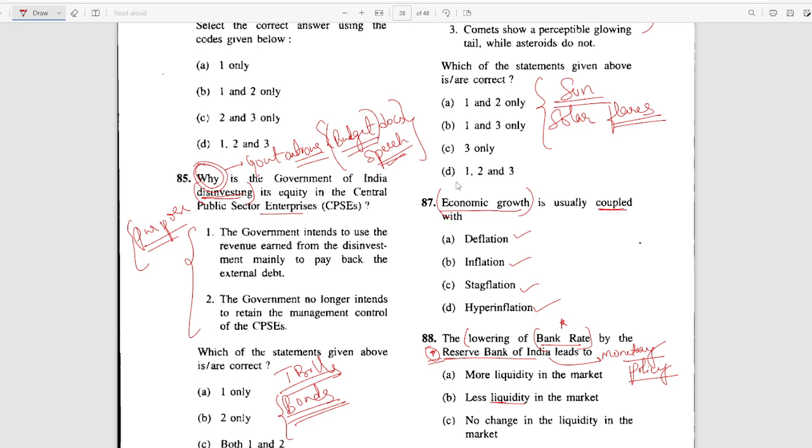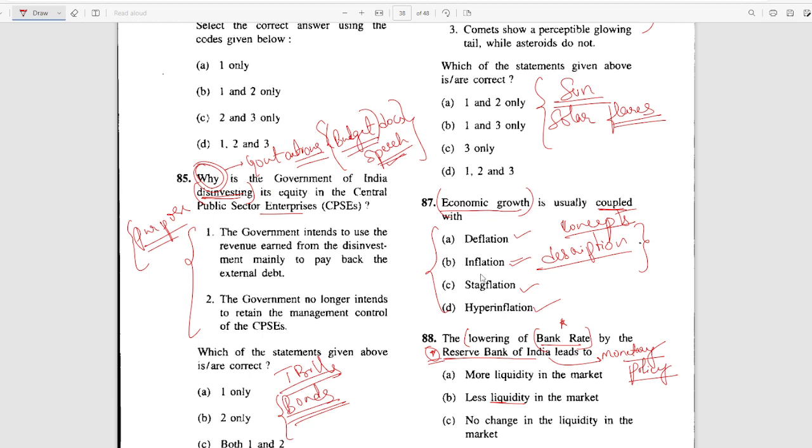Okay. The next question is that economic growth is normally coupled with inflation, but they have given other terms here: deflation, stagflation, and hyperinflation. You have to read the concepts here, and they also can give you the description of any one of these things and ask you what it depicts, whose description they have discussed. So it can be the other way also.